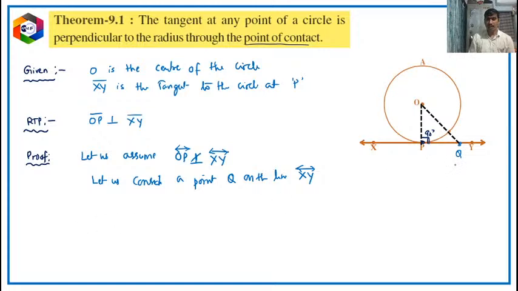Now if you observe here, it is very clear that OQ is definitely greater than OP. Is it clear? Why? Because if Q lies inside, then XY is not a tangent. Here I am writing, if Q lies inside, then XY must be a secant.